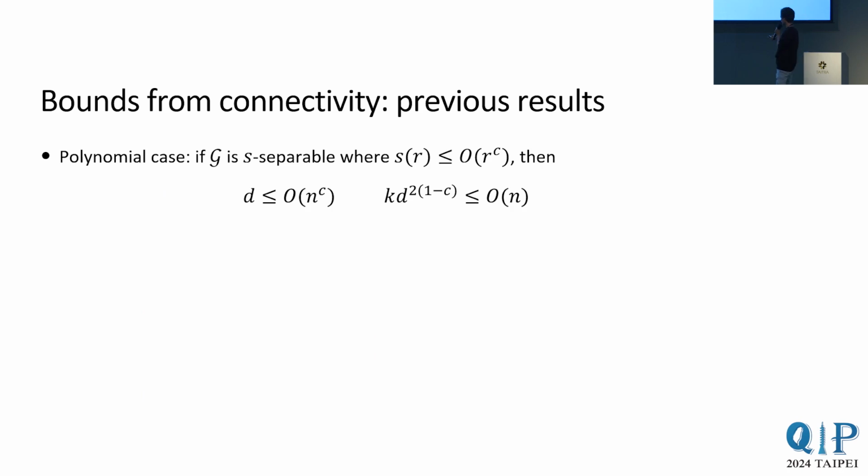Great. So previous results have focused on what happens when S is polynomial. So S is bounded by R to the C, where C is a constant strictly lower than 1. And the results have been that D is upper bounded by some quantity, and there's a trade-off between K and D. Now we have some new results.